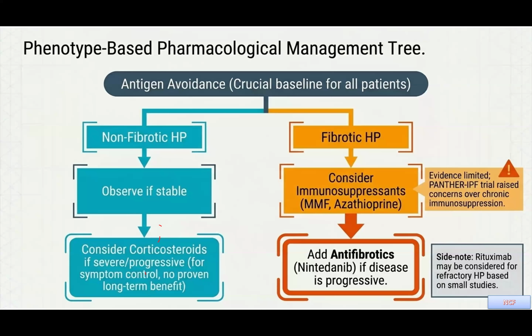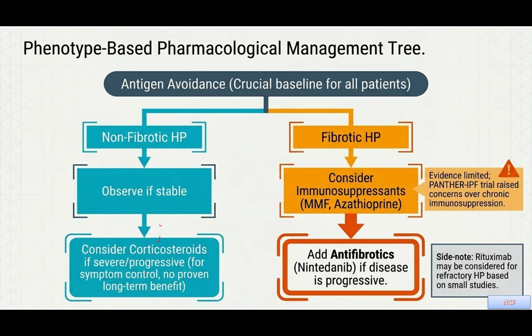Evidence is limited. There was the PANTHER trial in IPF which raised concern over chronic immunosuppression. And if the disease is progressive, you have to add antifibrotics, nintedanib. So in fibrotic HP, you have to consider immunosuppressants, mycophenolate mofetil, azathioprine, and add antifibrotics if the disease is progressive in nature. Another side note, rituximab may be considered for refractory HP, but the studies are very limited and very small.